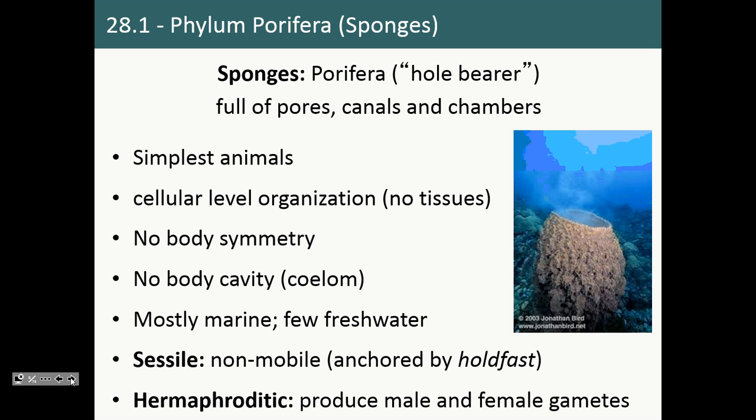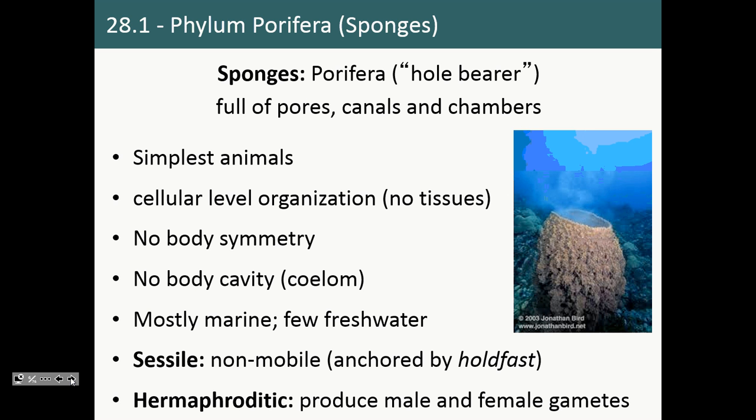That's what their name means. So they're full of pores, canals, and chambers. They're the simplest animals. They have no true tissues. So they are at the cellular level of organization. Their cells function as a group and share resources with each other, but they don't actually form a true tissue that has a single goal. They have different cell types that are all kind of embedded in a medium together in a collection.